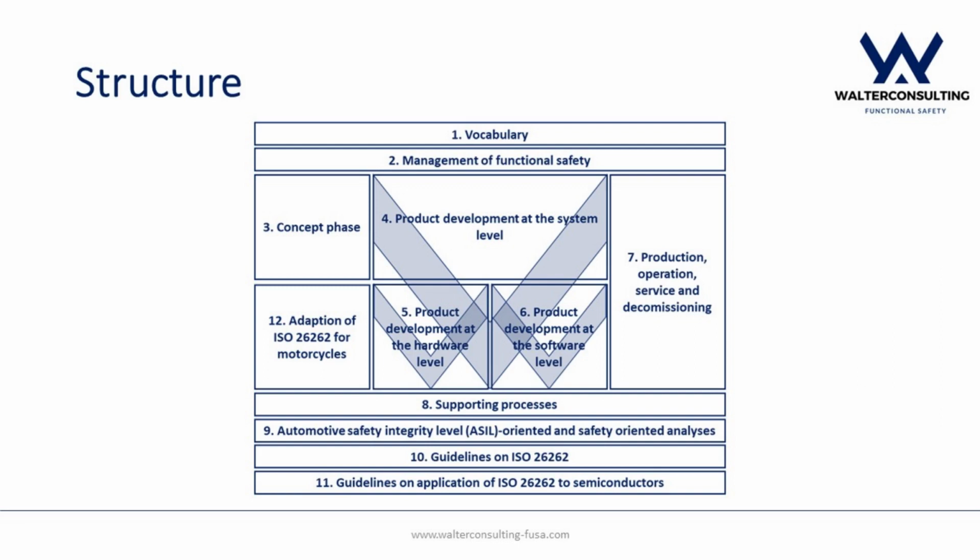Okay, then let's start with the structure of ISO 26262. The main development is described in chapter 4, 5 and 6. These chapters are integrated in an overall V model. And also at hardware and software level, a V model for development is used.